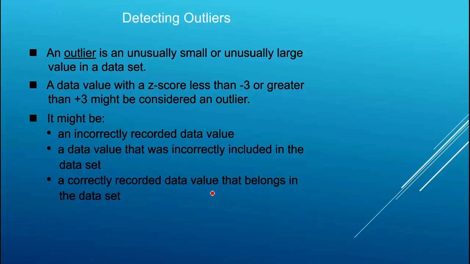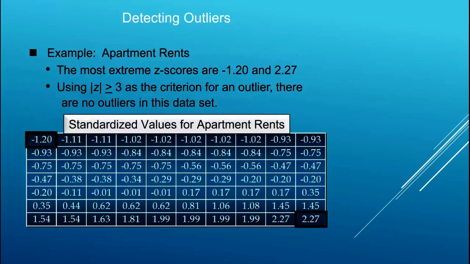So what we would do with the typical data set is calculate the z-scores for all the values in the data set and check to make sure that none of them are smaller than -3 and none of them are greater than +3.